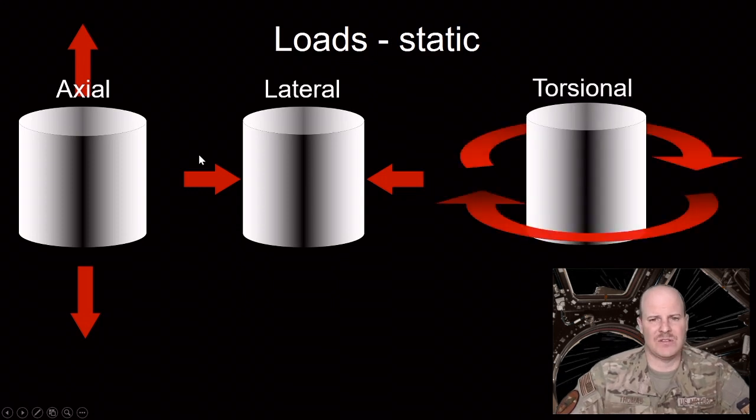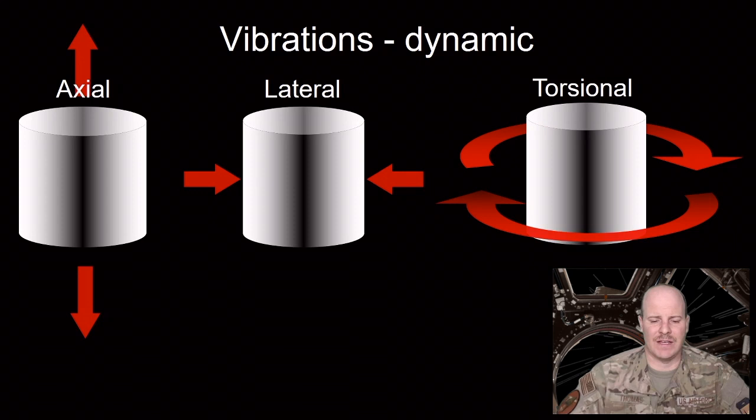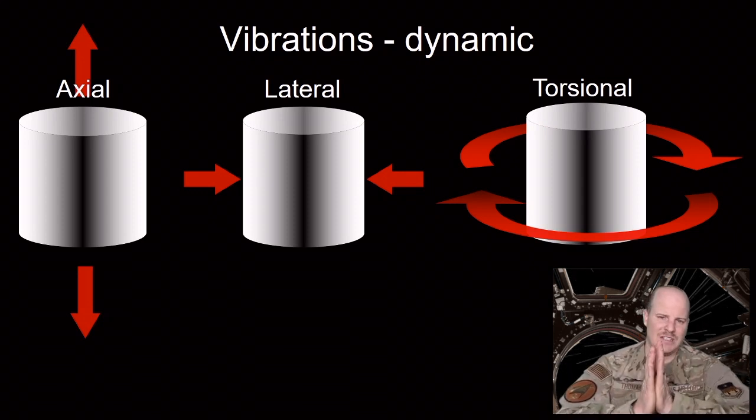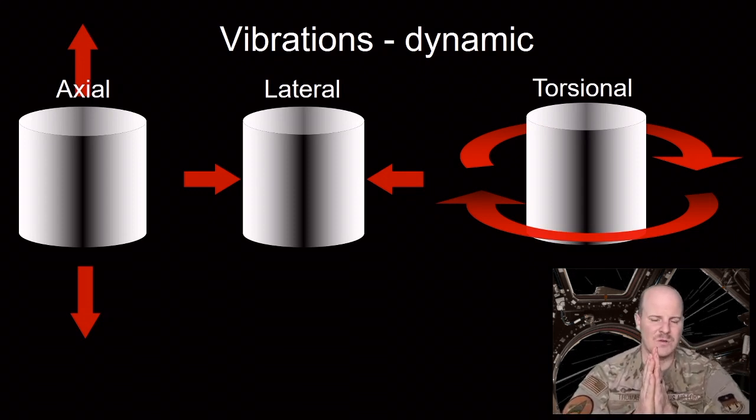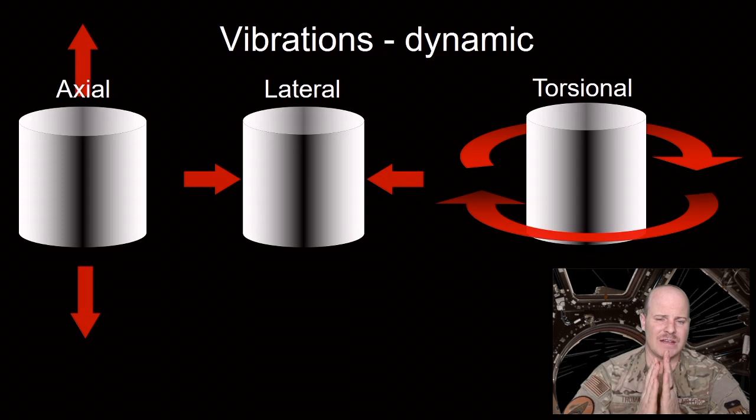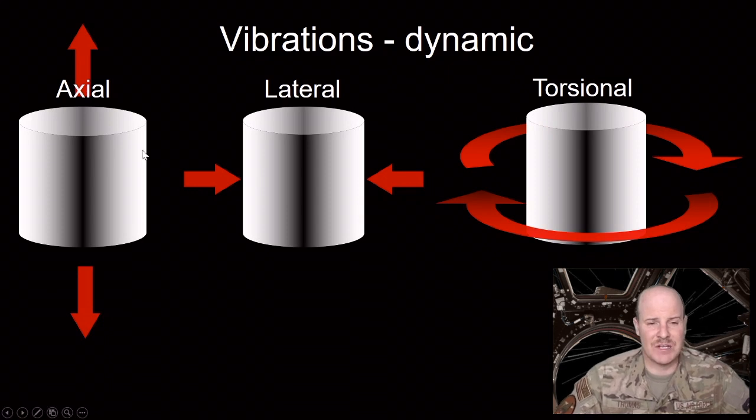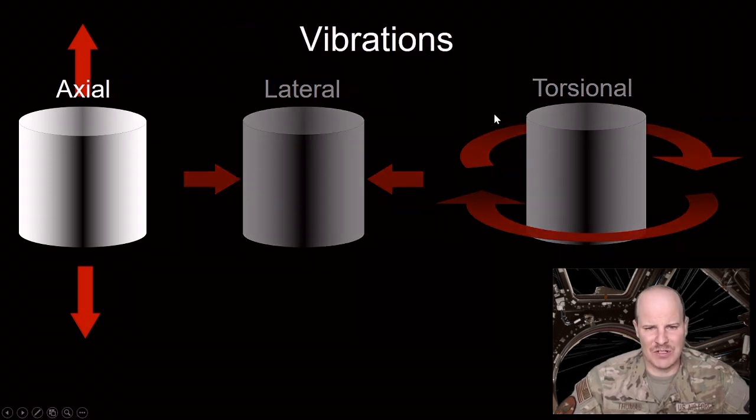If these loads aren't applied in a static form, in other words, there's not just something pressing on our spacecraft, you can actually have dynamic loads applied. Oftentimes we have forced dynamic loads, which are basically called vibrations. And those can be applied in the same directions: axially, laterally, or torsionally. Each one of those is going to have a different kind of effect on our spacecraft.